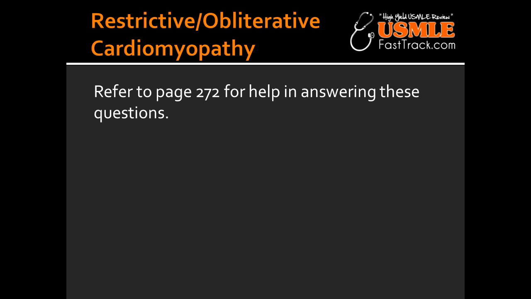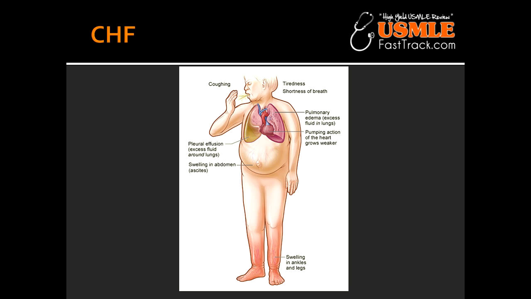What is another condition that can also occur in hemochromatosis? Hemochromatosis, along with restrictive/obliterative cardiomyopathy, can also lead to dilated cardiomyopathy. What kind of dysfunction happens in restrictive/obliterative cardiomyopathy? Is it diastolic dysfunction or is it systolic dysfunction? The dysfunction that happens in restrictive obliterative cardiomyopathy is a diastolic dysfunction.